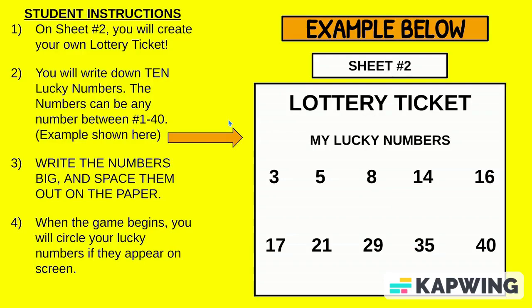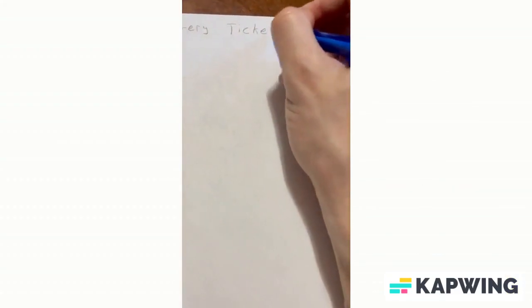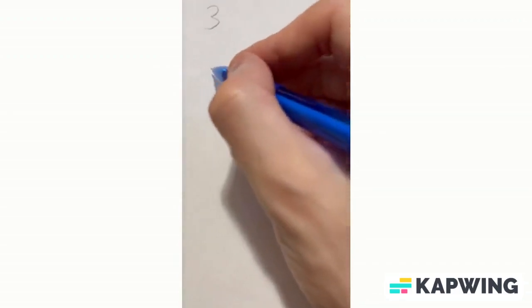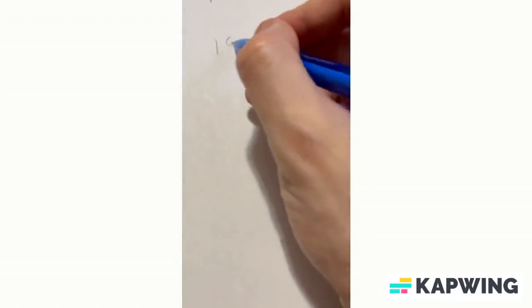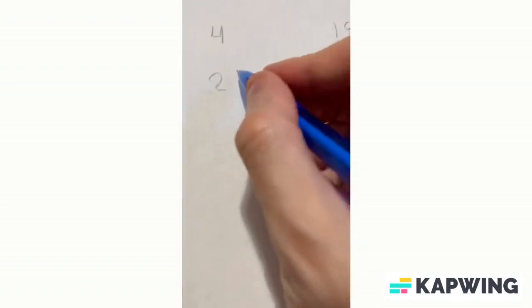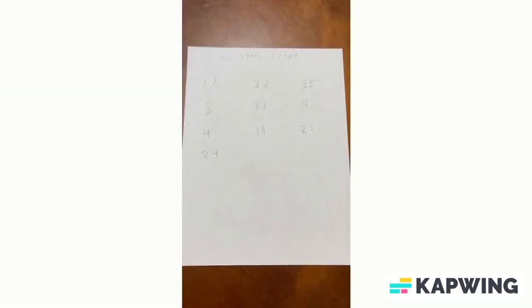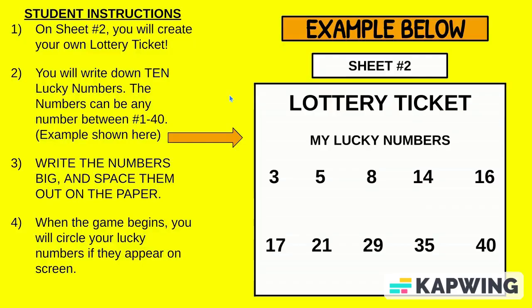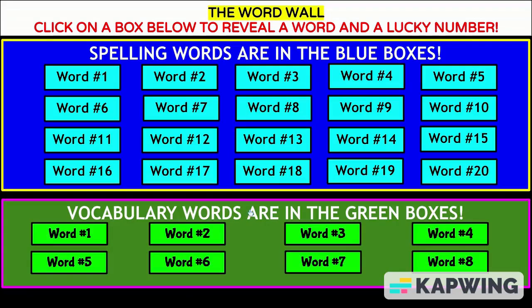On the second piece of paper, this is where students will create their own lottery ticket. Students will choose 10 numbers that they want to write down on this piece of paper. The numbers must be something between 1 and 40. Tell students to write the numbers big and make sure that they are spaced out on the paper. As you will see in a moment when the activity begins, every vocabulary or spelling word comes with a lucky number. Once your students have completed these steps, it is time to start the game.